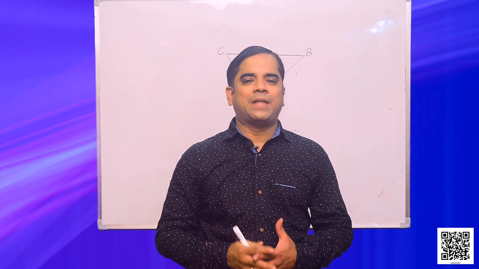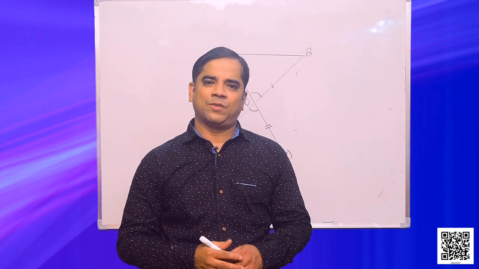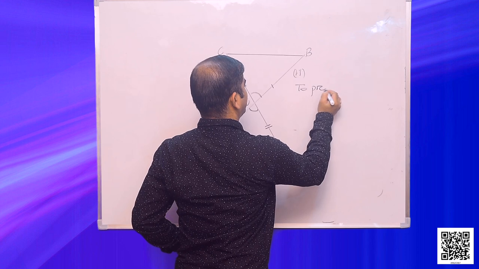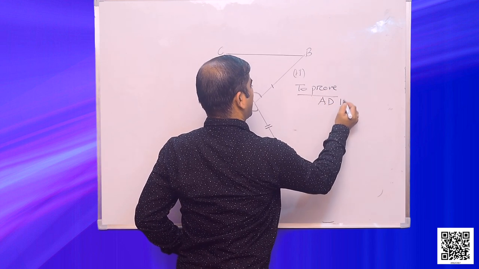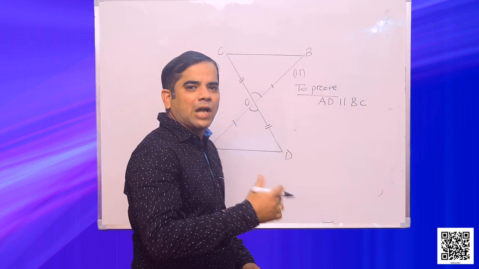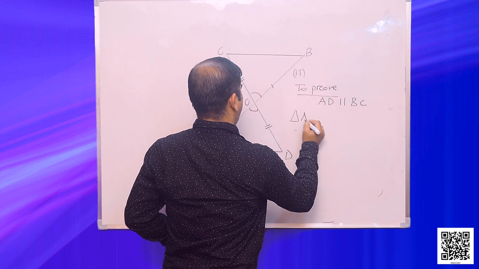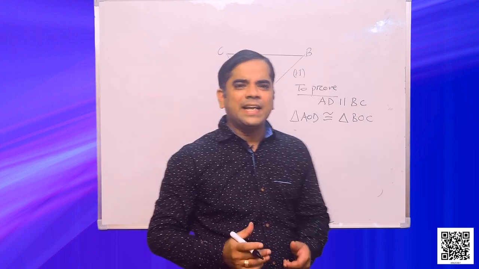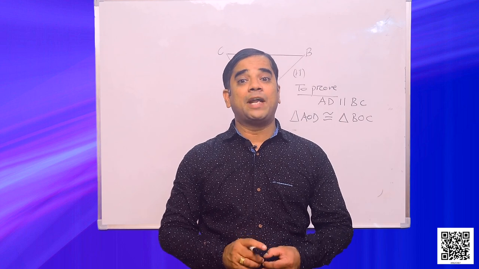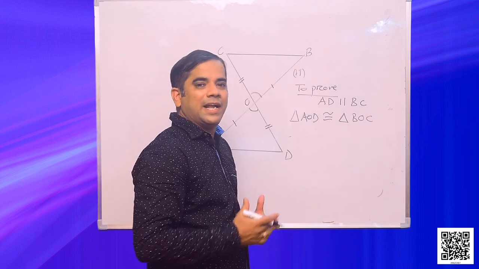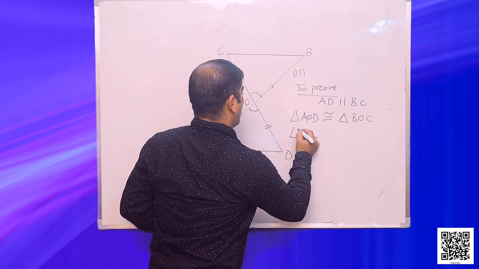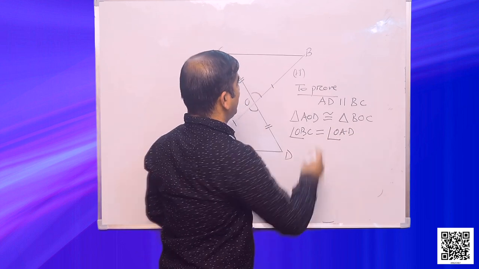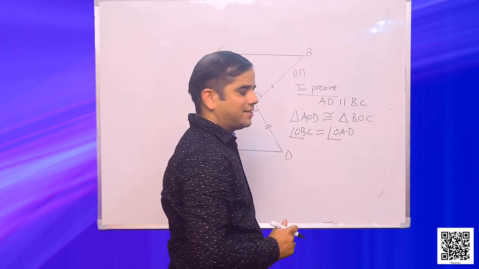So, we need to prove that AD is parallel to BC. Up to now, we have proved that triangle AOD is congruent to triangle BOC. So, in case of congruent triangles, the other corresponding parts are also equal, isn't it? So, in this way, we can say that angle OBC is equal to angle OAD because they are corresponding angles.